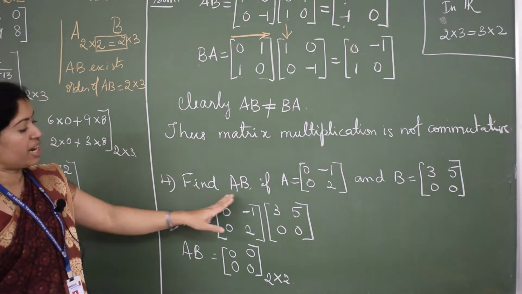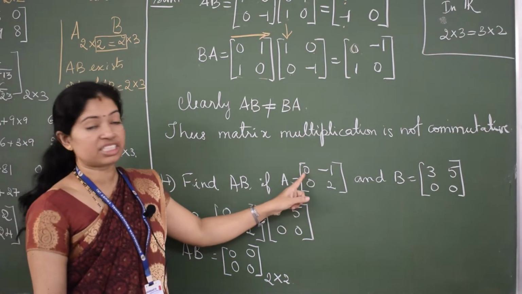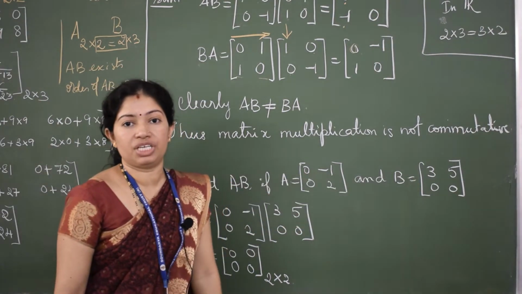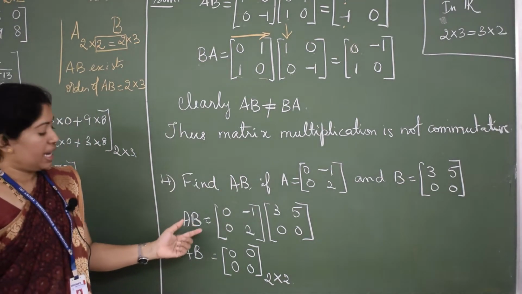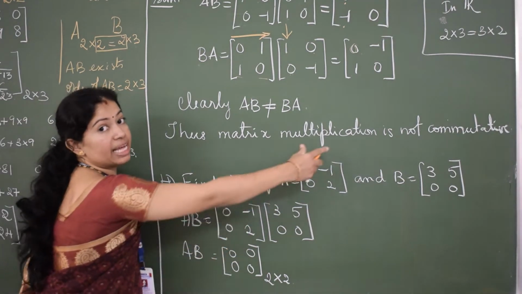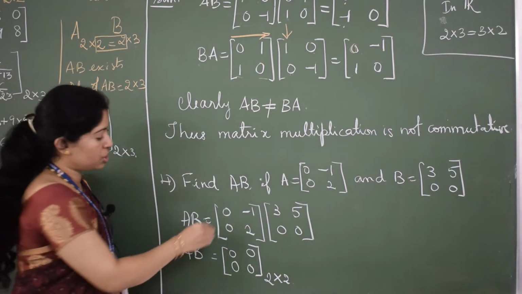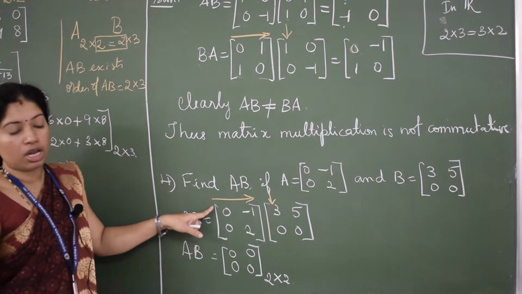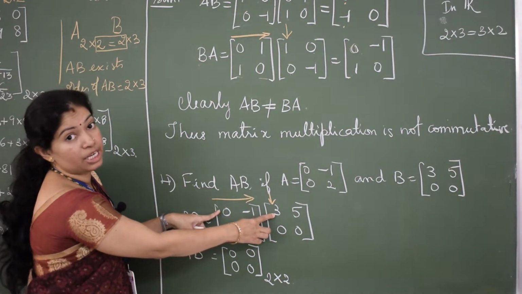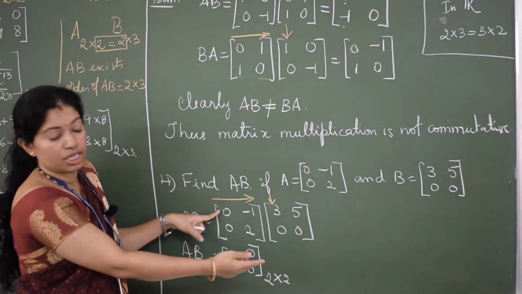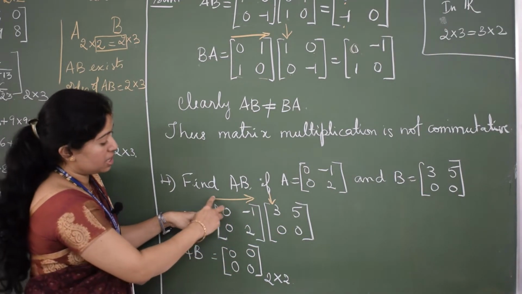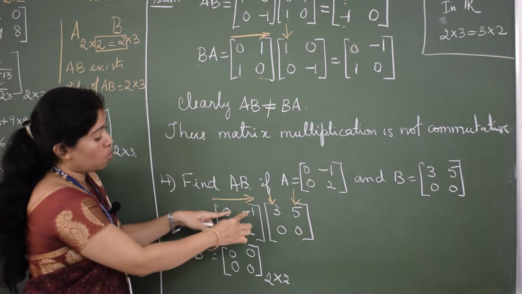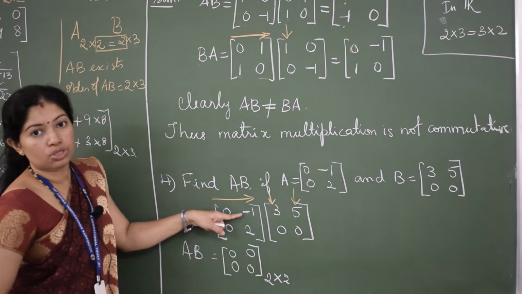Next, we will take another problem. So here is the problem. Find AB. They have given A as the matrix containing 0, minus 1, 0, 2 and matrix B as 3, 5, 0, 0. Let us multiply this. AB is equal to, write matrix A, then write matrix B. Again the same procedure. Multiply the first row with the first column: 0 into 3 is 0 plus minus 1 into 0, 0. So we got the entry 0. Next, first row with the second column: 0 into 5, 0 minus 1 into 0, that is also 0.